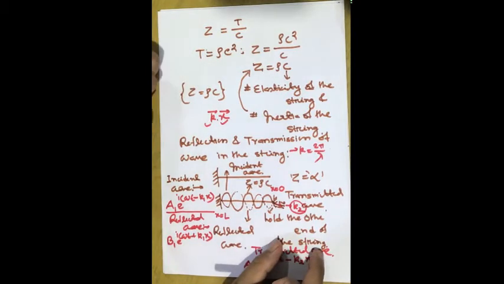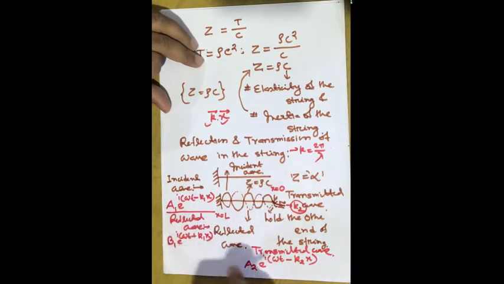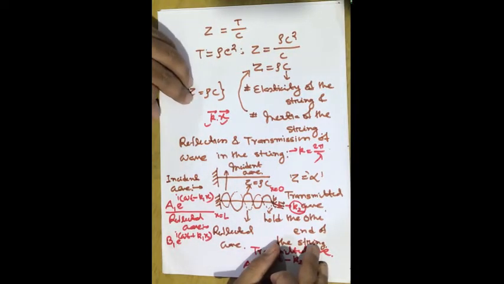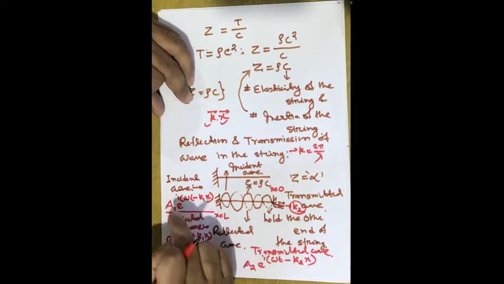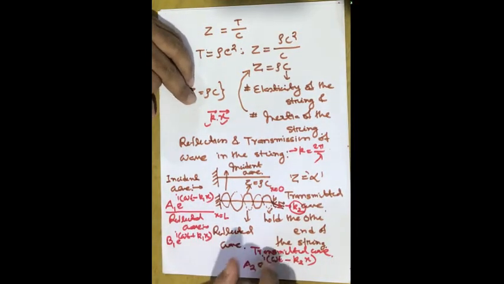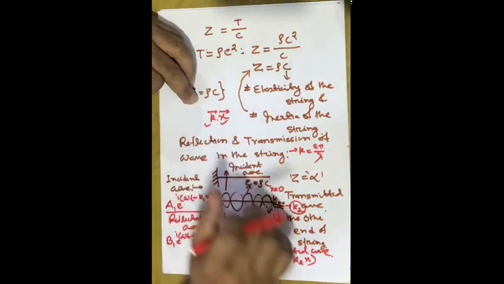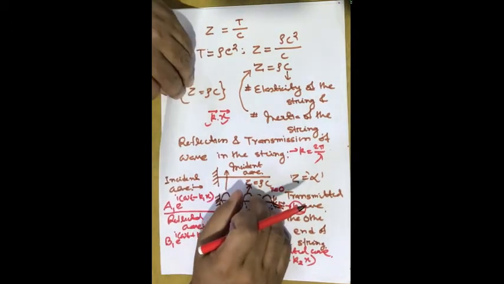Now what we are going to do is find out the relation between the coefficients a1, a2, and b1 using some boundary condition. So we are going to use some boundary condition and find out the relation between these coefficients a1, b1, and a2. From that we will find out the value of the reflection and transmission coefficient.